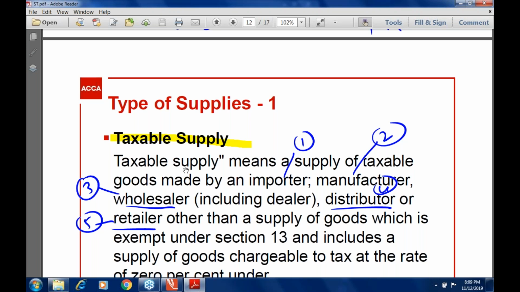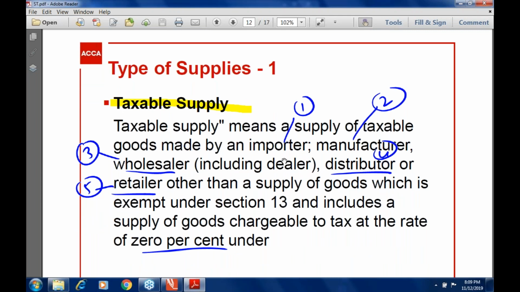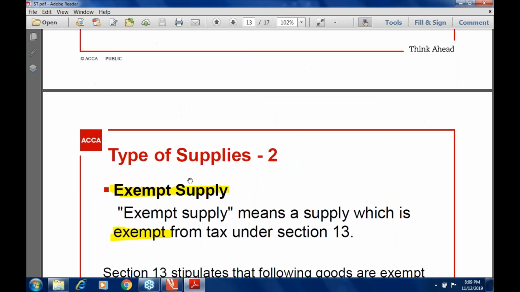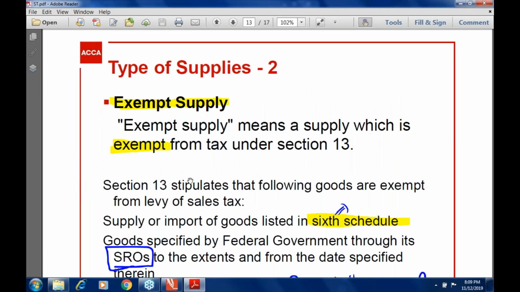Now, a very important point is that there is nothing mentioned as a banker. When a banker makes a supply, it is not considered a supply because the banker may not fall under any of these headings of importer, manufacturer, wholesaler, distributor, or retailer. Furthermore, we talked about the concept of exempt supply.